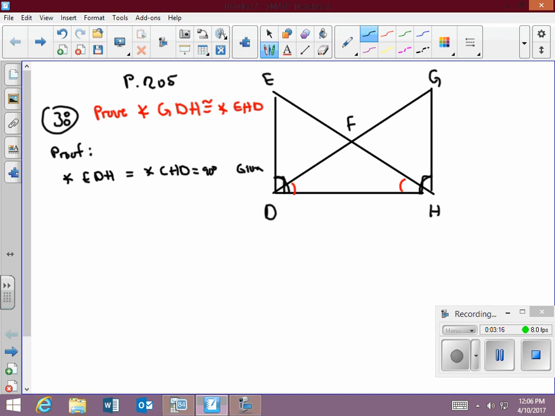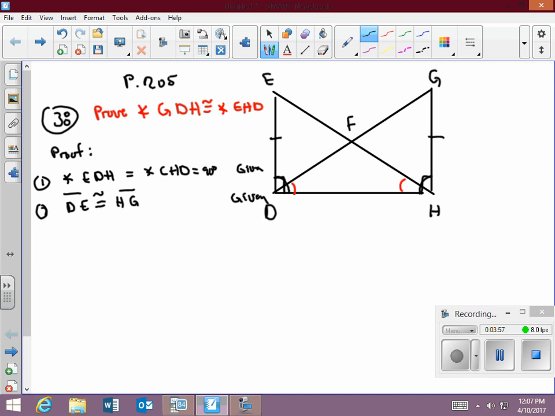And then the second thing is that DE is congruent to HG, and that's given. Okay, with that much information, DE, so it's this one and this one that are congruent.